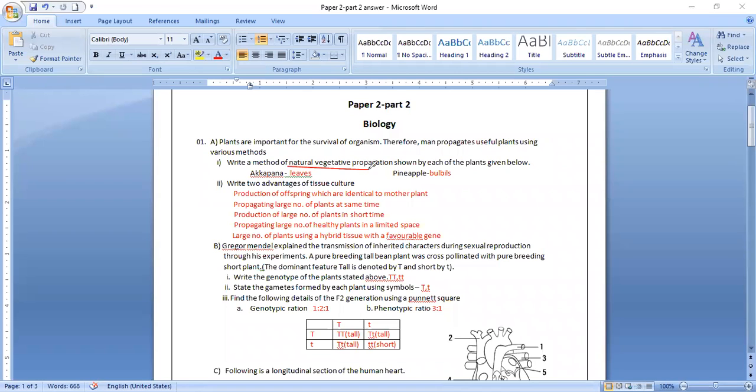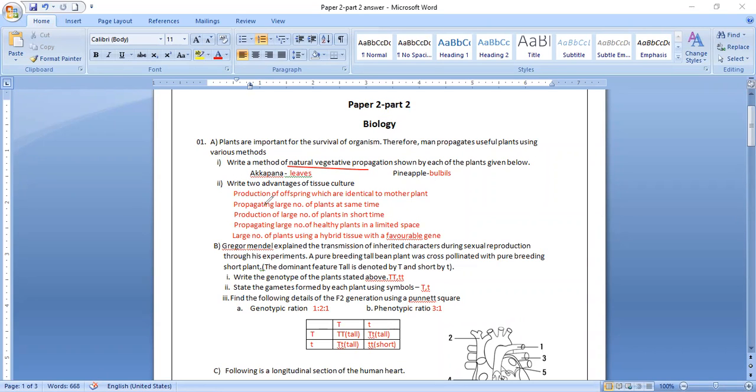Okay. So in the natural vegetative propagation, we have the propagation done by roots, leaves, suckers, runners, bulbils, and also the underground stems. In artificial, we have rooting of stem cutting, grafting, layering, tissue culture, right? So those are the main things. So here they have asked the natural vegetative, right?